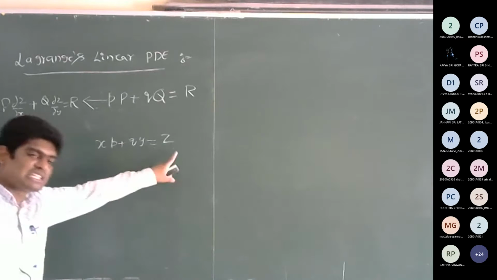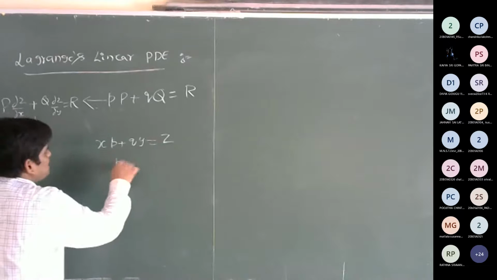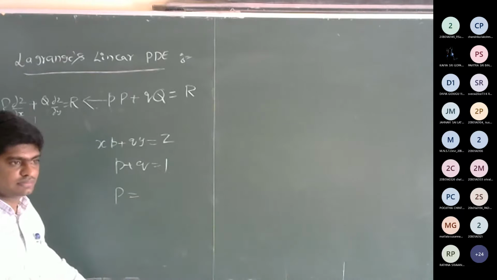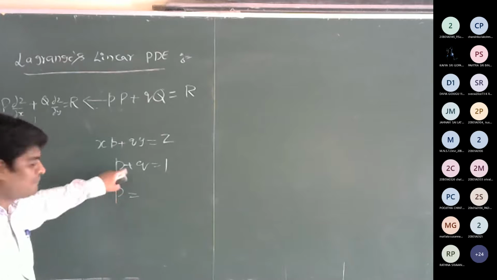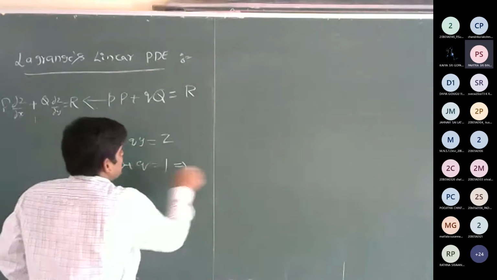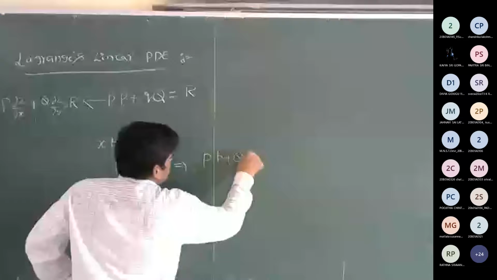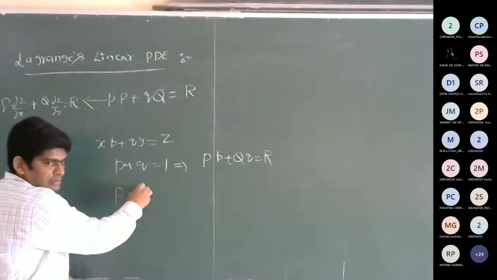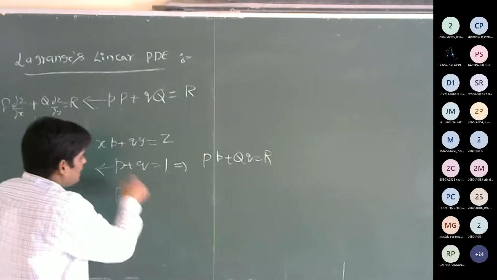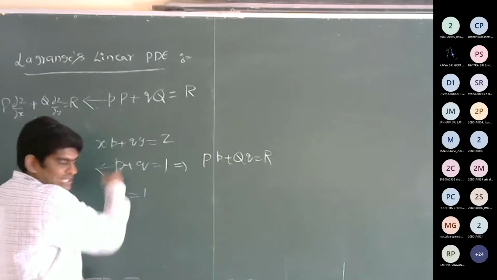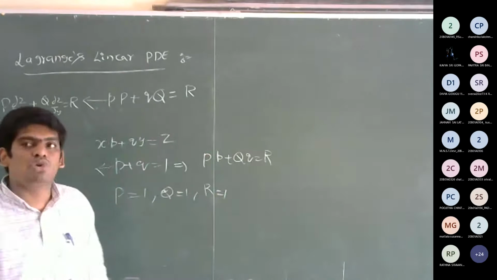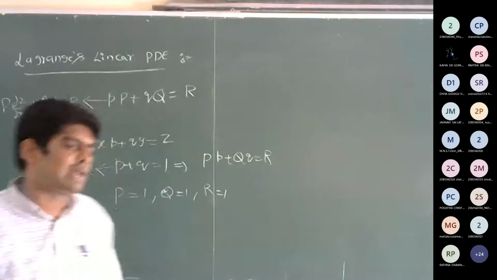This is the Lagrange's form of linear PDE. Or p plus q is equal to 1. Here, what is capital P in this example? You just compare this one with Pp plus Qq is equal to R. What is capital P here? Capital P is 1, capital Q is 1, and capital R is 1. That means P, Q, R are constants.